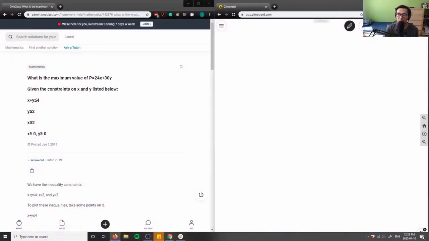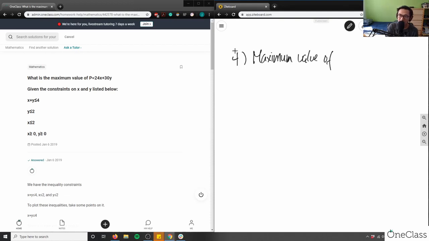So number 4 says, what is the maximum value of p equals 24x plus 30y, given the constraints? So when we talk about constraints, it's the limitations of x and y below.